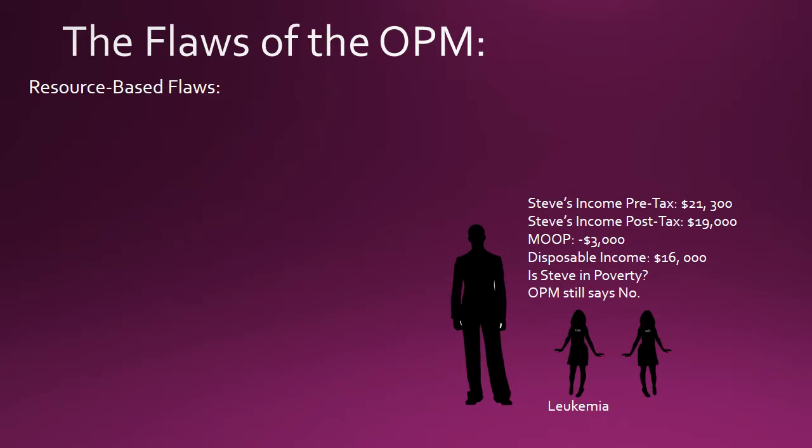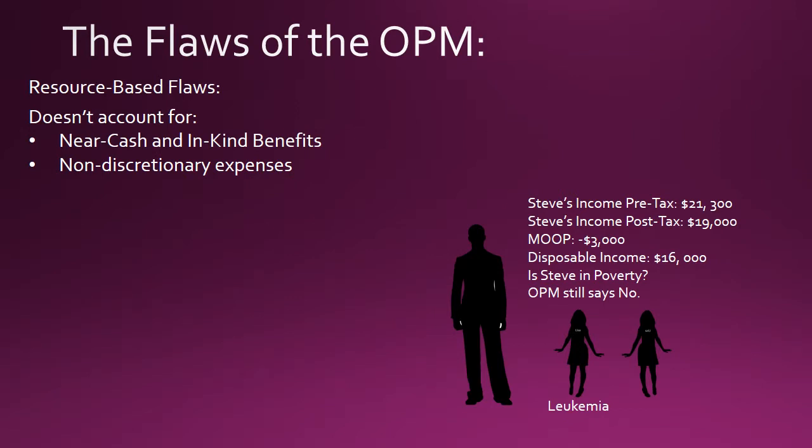Why is that? Well, the OPM does not account for near cash or in-kind benefits, like food stamps, nor does it account for non-discretionary expenses such as taxes, transportation costs for work, or medical expenses, like Lisa's leukemia treatment. In addition, the OPM doesn't account for differences due to geographic location. Therefore, Steve's disposable income in a city like Washington, D.C. would be different than in a rural area like Lexington.